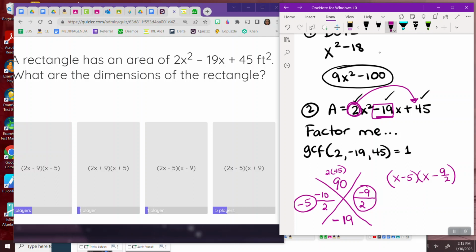And so you need to know how to rewrite this x minus 9 over 2. This one becomes 2x minus 9. And so that tells you which one is the answer. 2x minus 9, x minus 5. So that would be this choice right here.